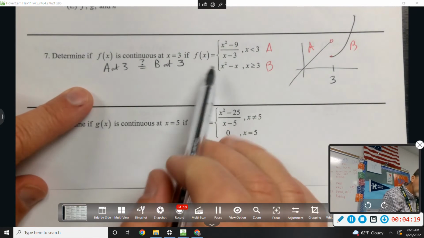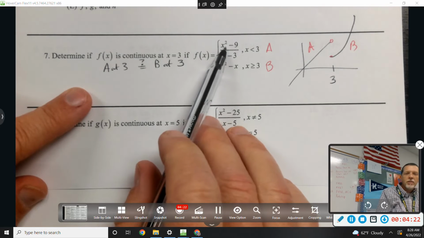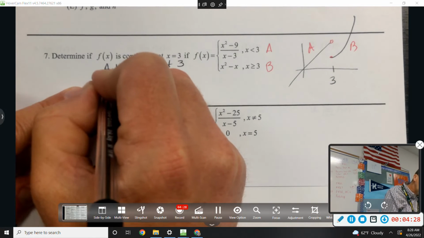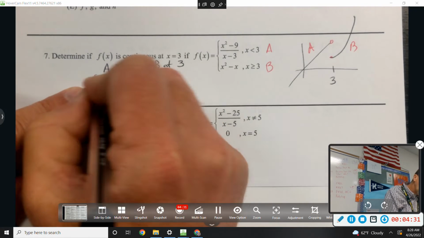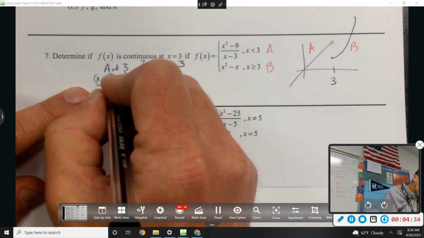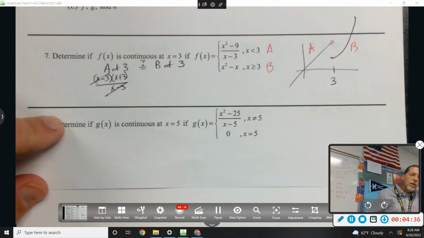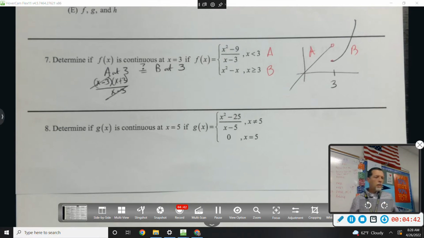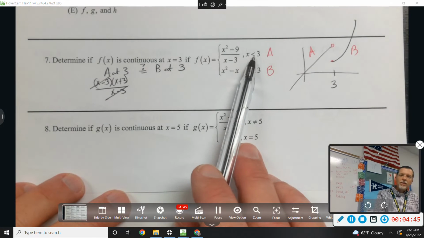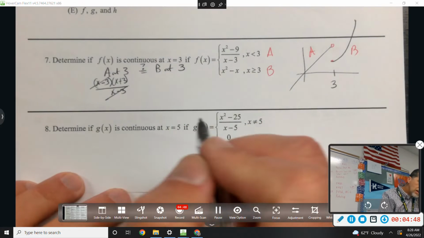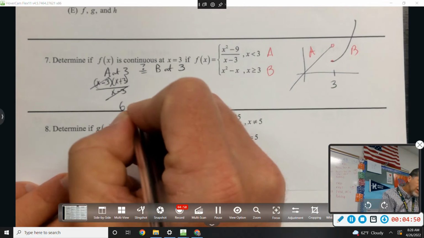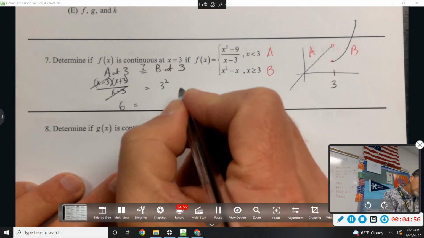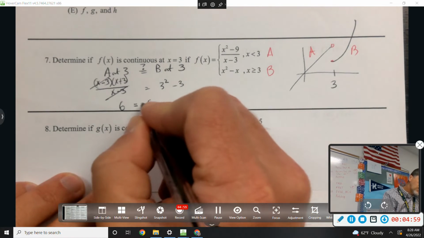So A at 3, although if I plug in 3 in A, I get 0 over 0. But let's back up a second. Let's do x minus 3, x plus 3 over x minus 3. What's going on at x equals 3? What does that mean? There's a hole there. But that's okay because we don't make it to 3 for graph A. So I plug in 3, I get 6. And for B, 3 squared minus 3, 9 minus 3 is 6.